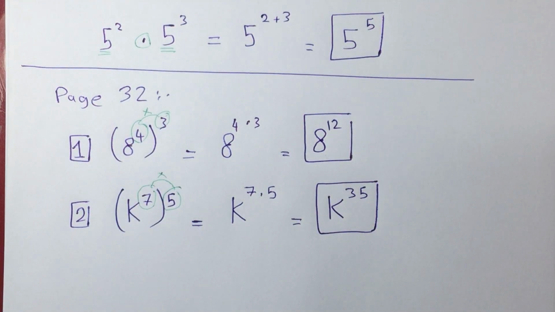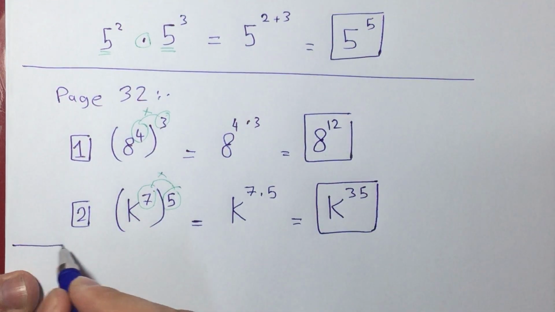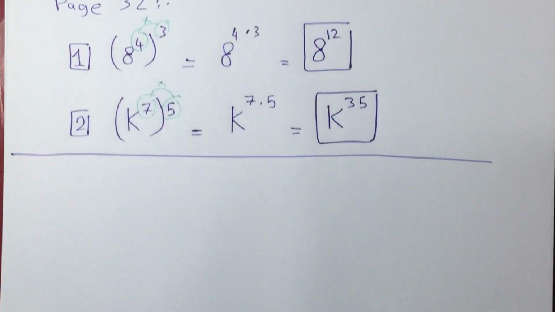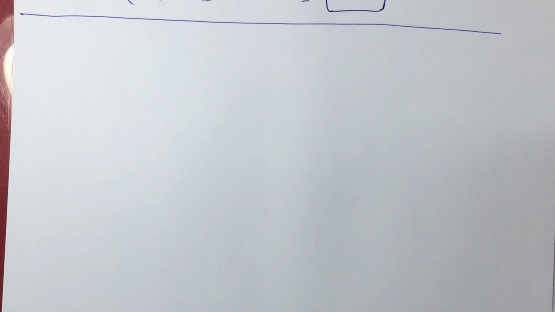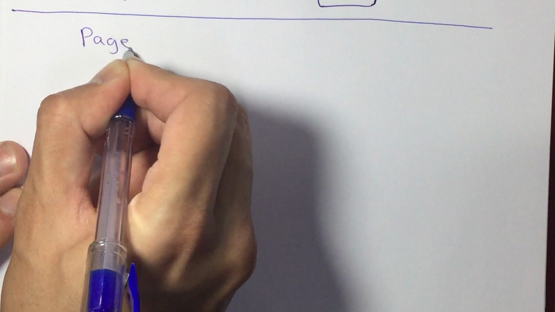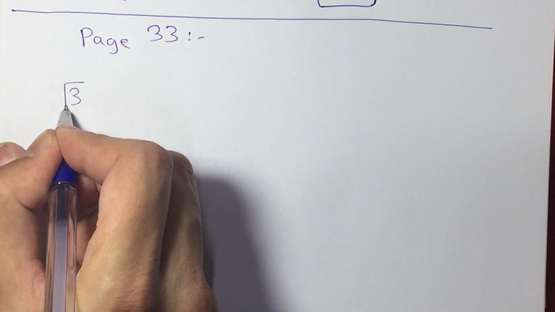This is the first part of the lesson. The second part is how to calculate the power of powers if we have an expression with more than one factor, with numbers and variables. Let's look at example 3, page 33.